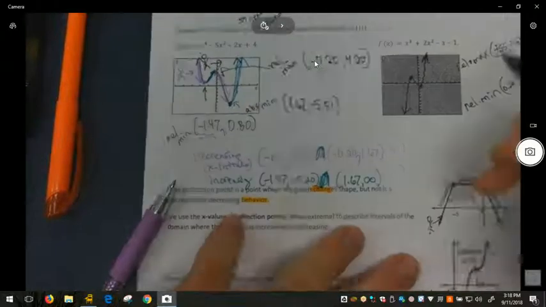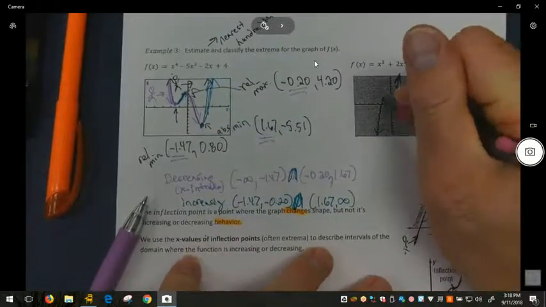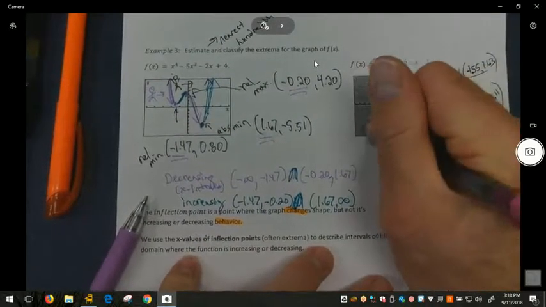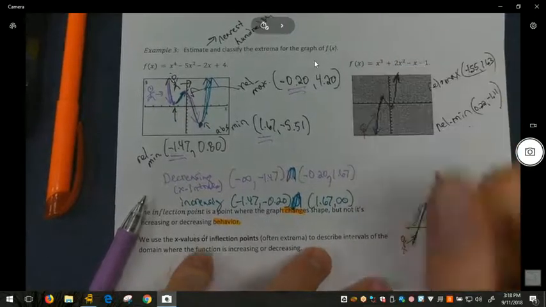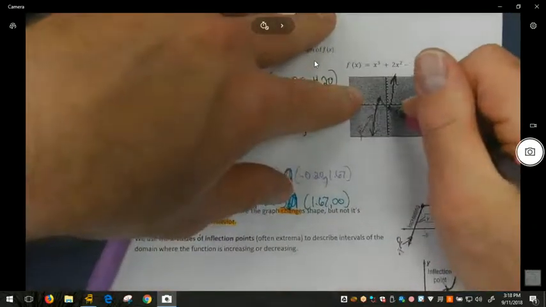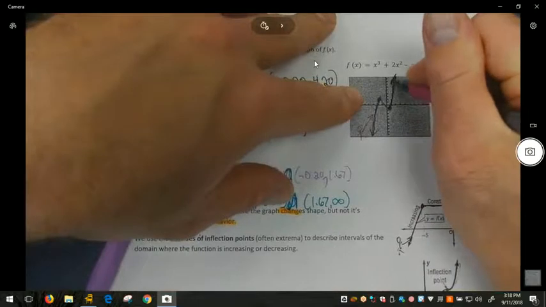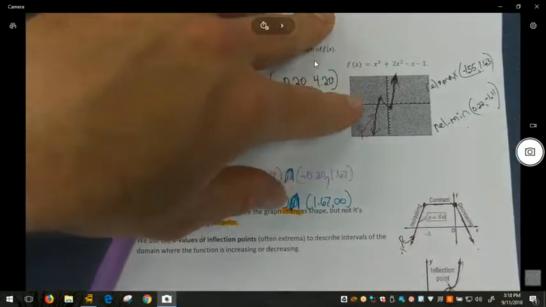On this next function, the one to the right, we have a relative maximum. Prior to that, our person is walking uphill. And then after this relative minimum, the person's again walking uphill.